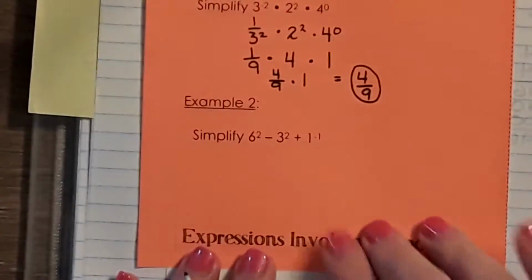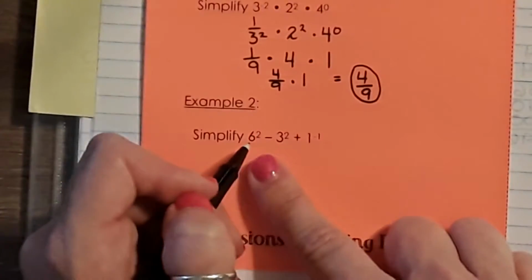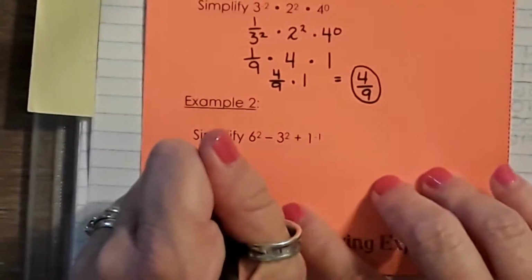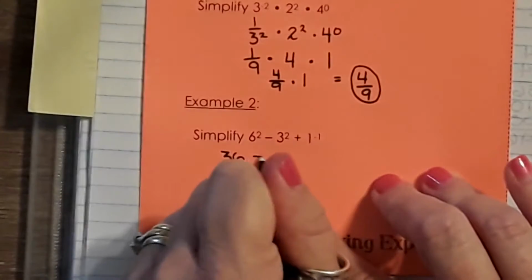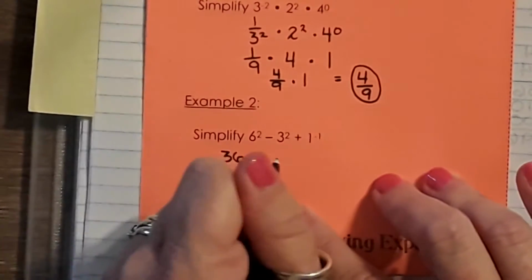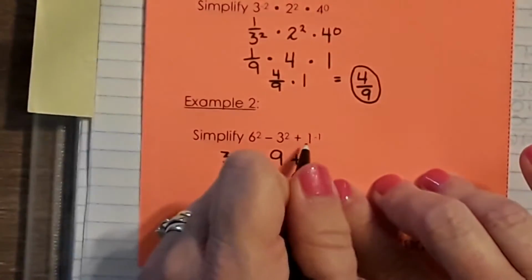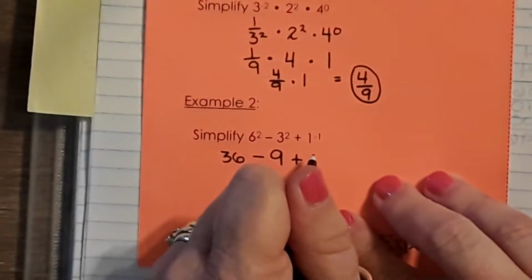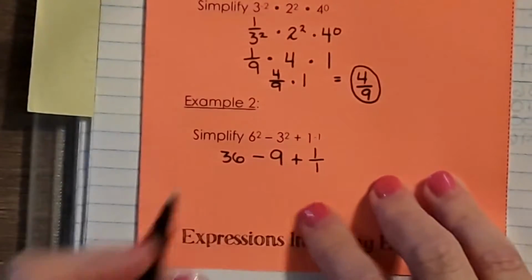I don't have any parentheses, but I do have exponents. So I have 6 squared, which does not mean 6 times 2. It means 6 times 6, which I know is 36. Then I'm going to put my subtraction sign. 3 squared, which is 3 times 3, is 9. And then I'm going to put my plus sign, and then I have 1 to the negative 1, which means what, guys? 1 over 1, okay?